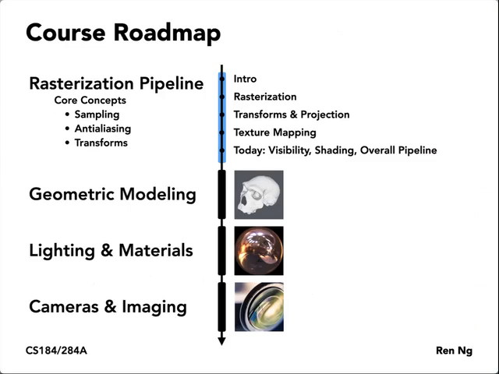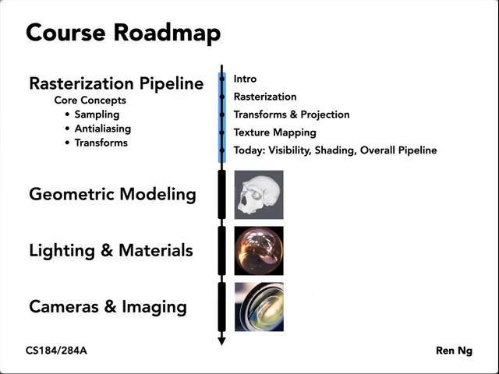And this is a course roadmap for the next couple of modules, big modules coming up. Where are we so far? We've had intro, rasterization, transforms and projection, texture mapping wrapped up today, and we're gonna start visibility, shading, overall graphics pipeline. That'll finish up our module on the rasterization pipeline. Okay, so I'm almost done with that.